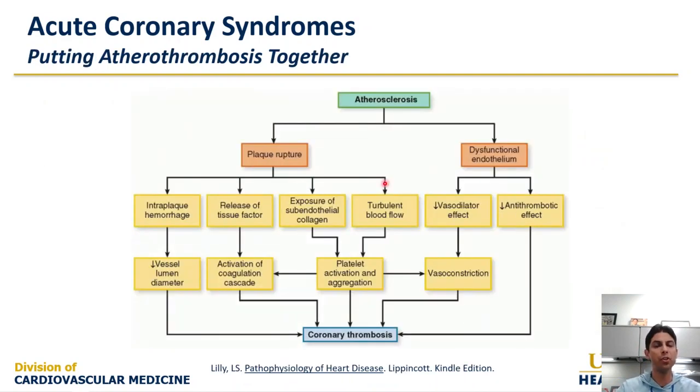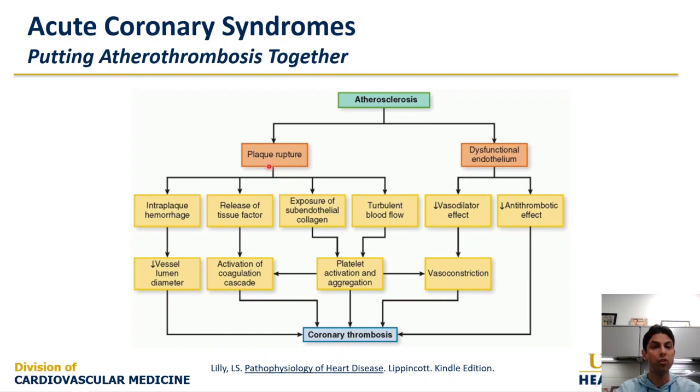So let's put atherothrombosis together. So when a patient undergoes atherosclerosis, as we described in the previous slide, the plaque can undergo plaque rupture. Now, plaque erosion can take place too, but plaque rupture more commonly results in acute coronary syndrome as compared to plaque erosion. And so when we have plaque rupture, we can have intraplaque hemorrhage related to the vasa vasorum, as we'll talk about, which decreases the vessel lumen diameter and which can contribute to coronary thrombosis.